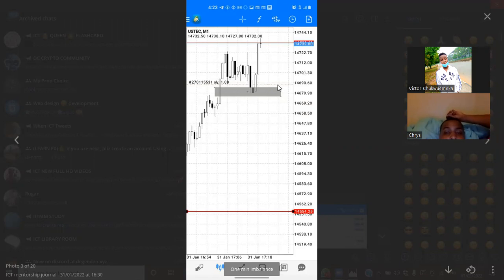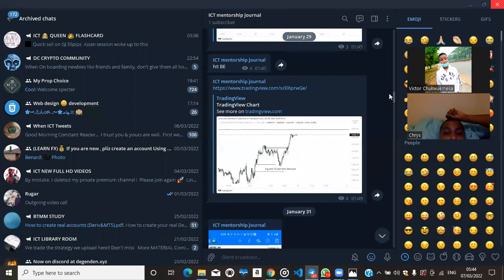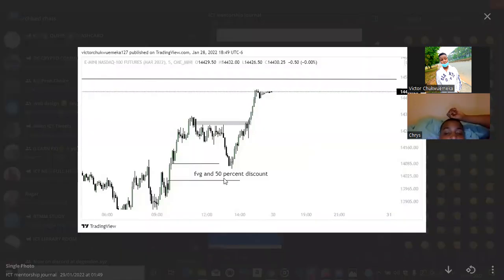And trading a funded account, you might be up depending on your risk. You might be up 5%, or up 2% on this trade, risking 1%, or up 1.5%, risking 0.5% on this 1 minute, bro. This is one thing I love about NAS, I love that it moves. This one is also an FVG and 50% discount.